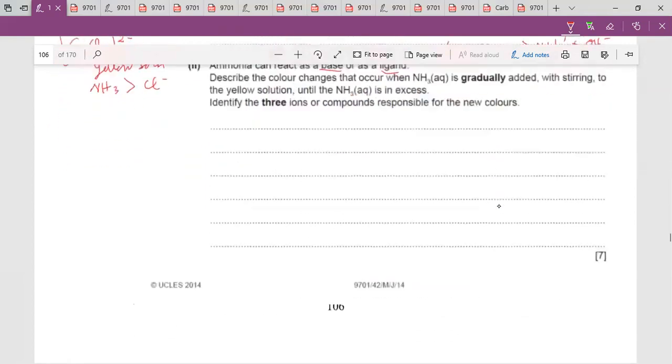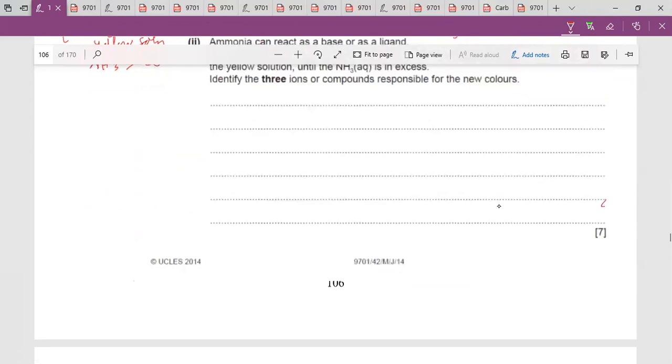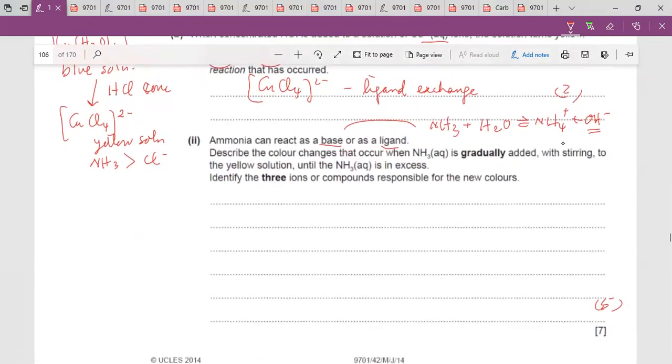Here's 5 marks. Okay. Now there are many explanations here. They say what? Remember here? Describe the color changes. Right? Gradually added. That means little by little. And then they ask you to identify the three ions. Now let's see what the marking scheme tells you.